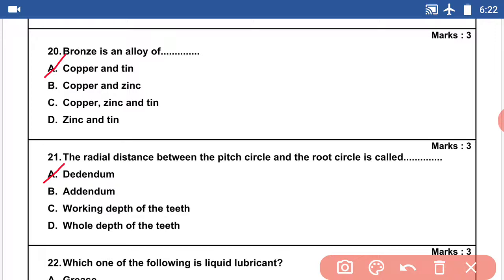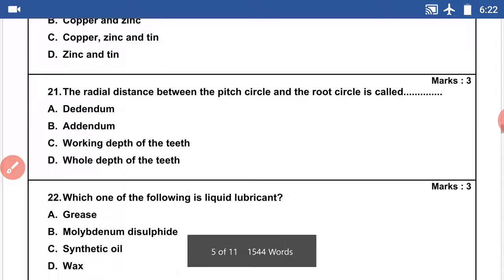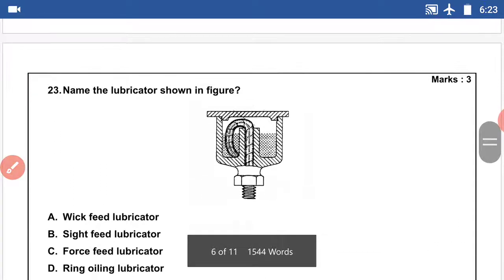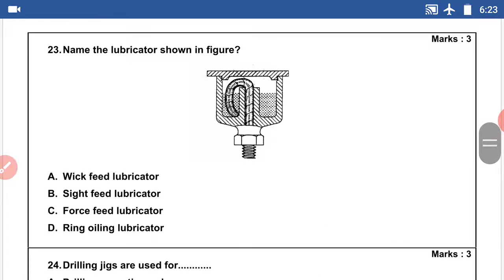Question number 22. Which one of the following is a liquid lubricant? The answer is synthetic oil, option C. Question number 23. Name the lubricator shown in the figure. The answer is wick feed lubricator, option A.